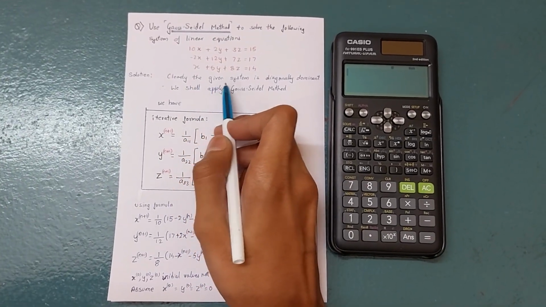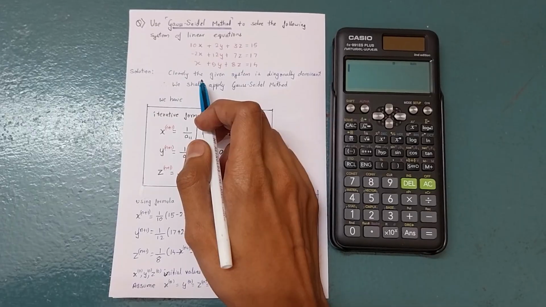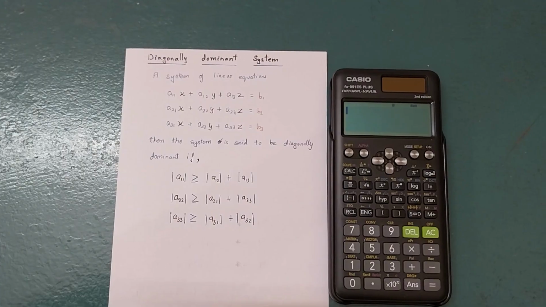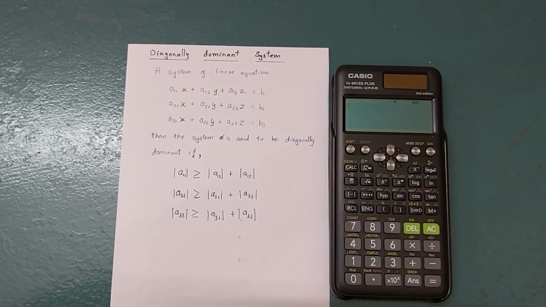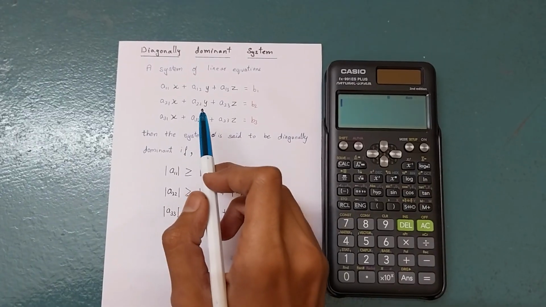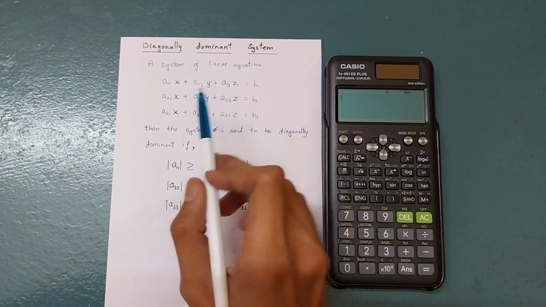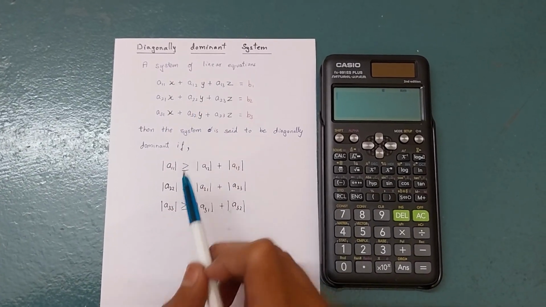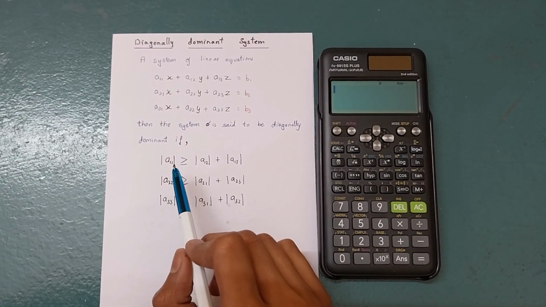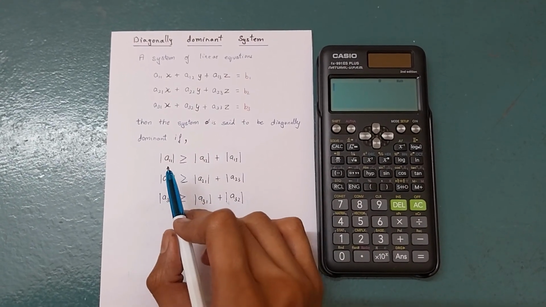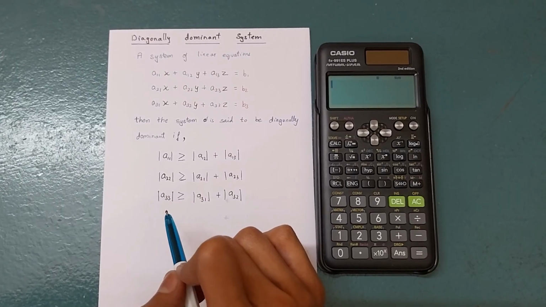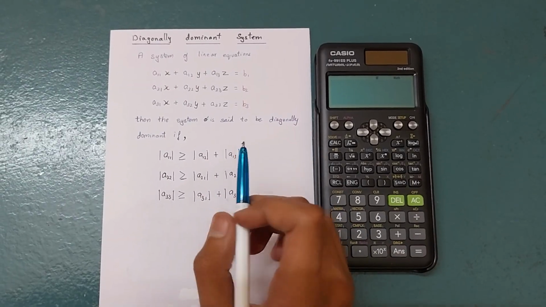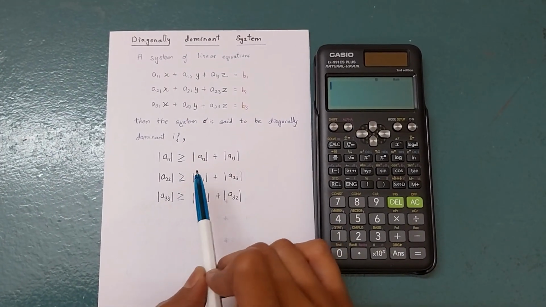Clearly, the given system is a diagonally dominant system. So what is a diagonally dominant system? First we need to understand that. Any given system is said to be diagonally dominant if all the diagonal elements, a11, a22 and a33, in modulus, meaning the positive value, are greater than the sum of the other values in their row. So I'll give an example.